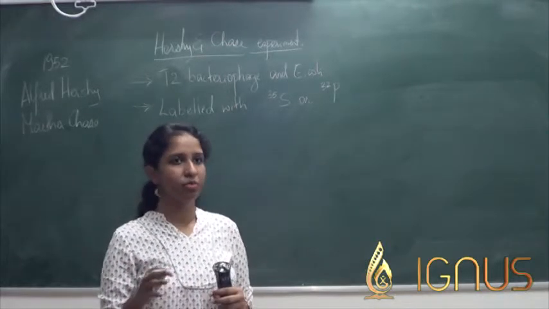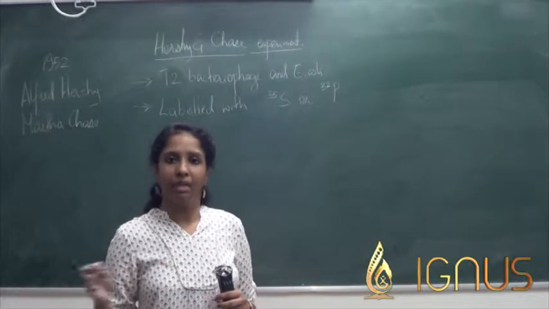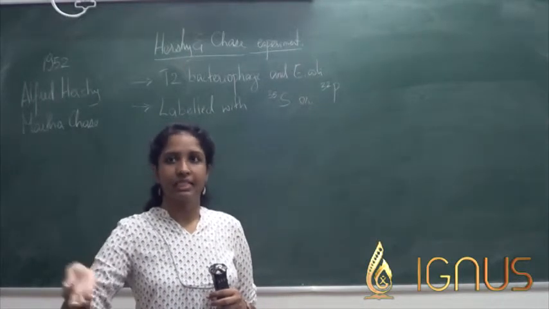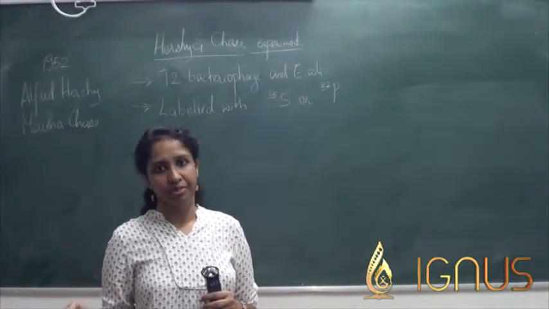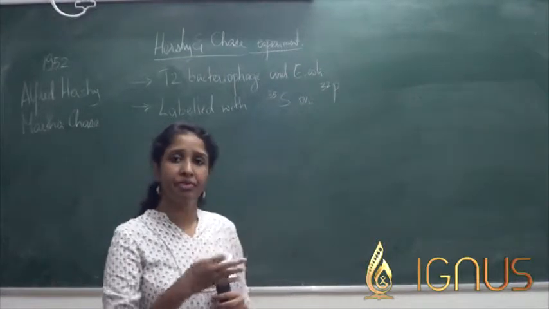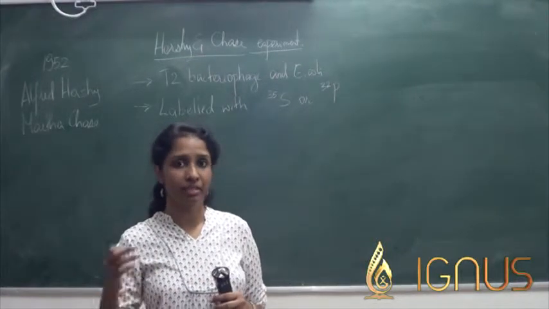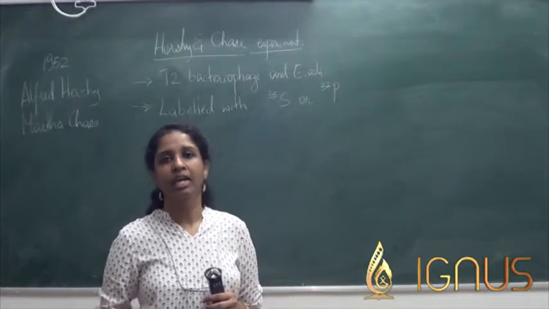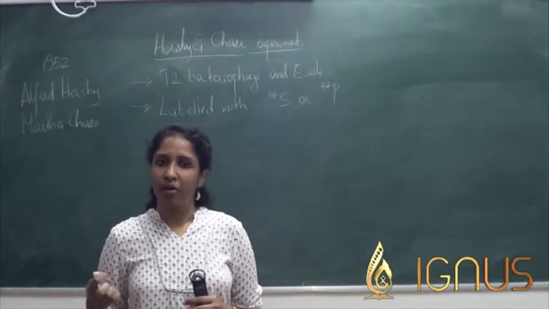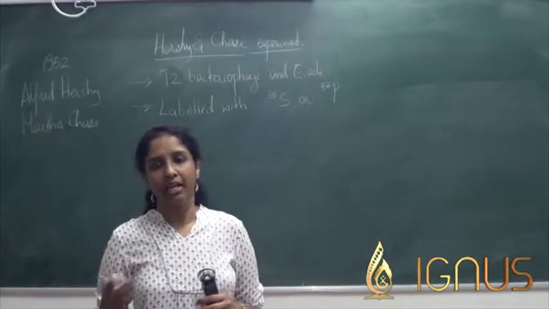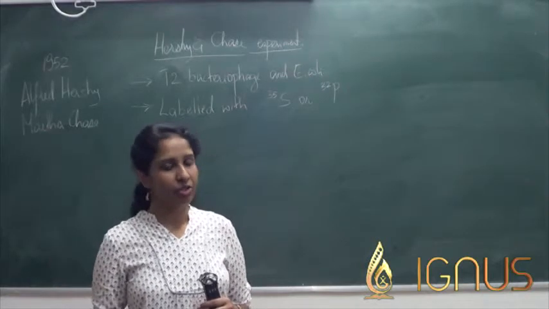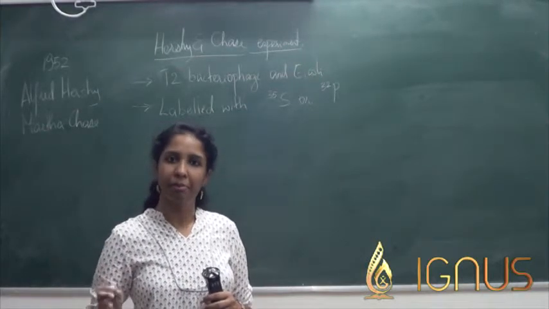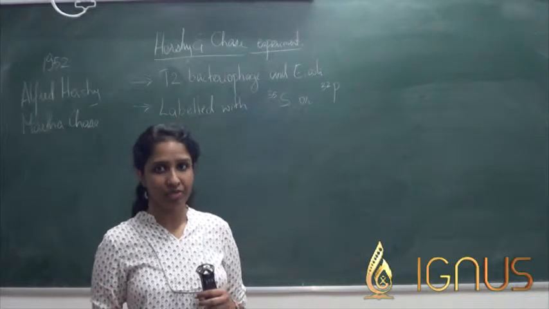Now, as you most probably know, radioactive elements can be detected using autoradiography. And so if you have an organism that has something radioactive in it, we can simply extract out either the protein or the DNA, and through autoradiography we can figure out whether or not there is a radioactive element present in that component of the cell.